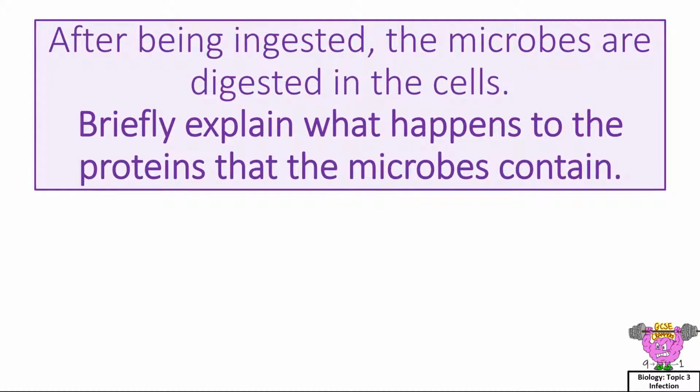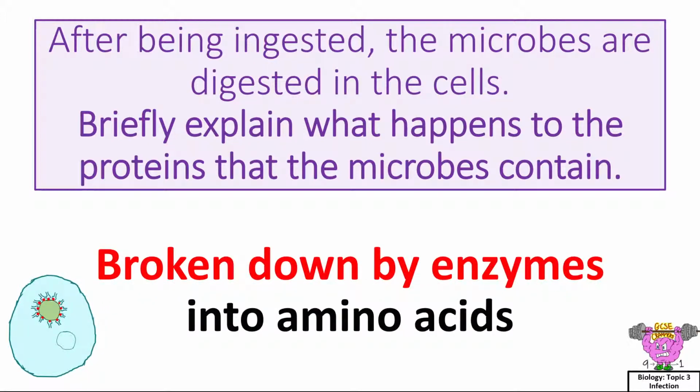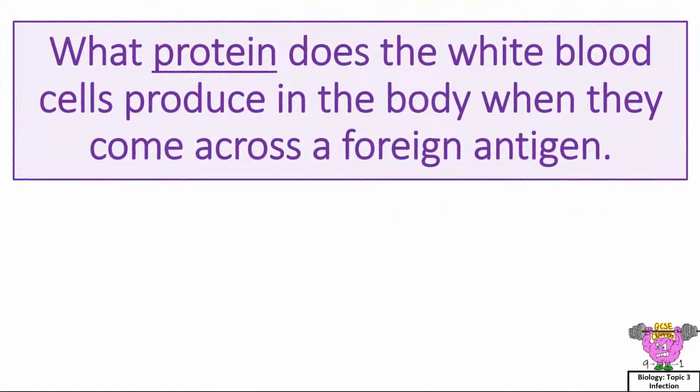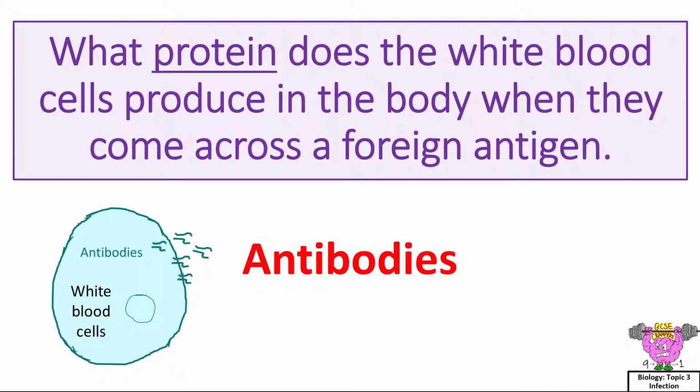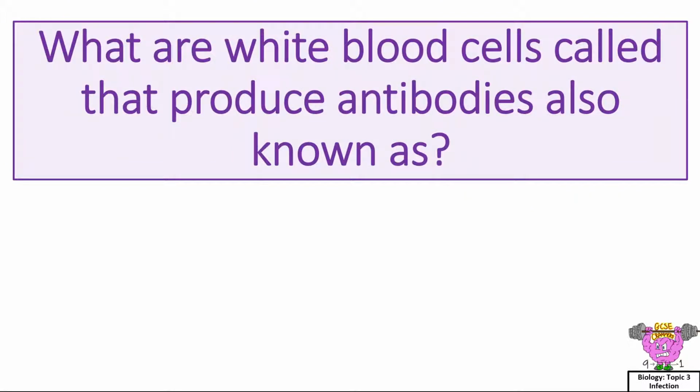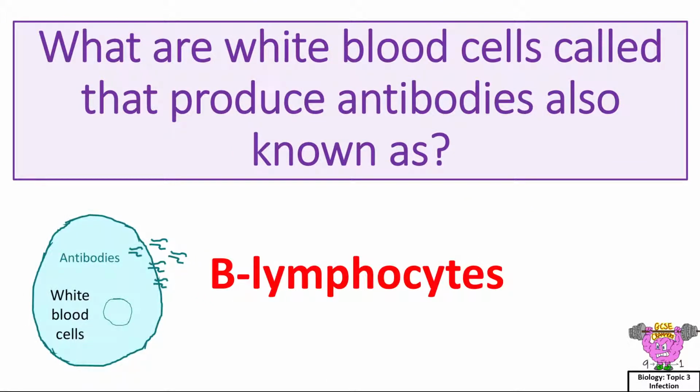After being ingested, the microbes are digested in the cells. Briefly explain what happens to the proteins that the microbes contain. They are broken down by enzymes into amino acids. What protein does the white blood cells produce in the body when they come across a foreign antigen? Antibodies. What are white blood cells called that produce antibodies, also known as B-lymphocytes?